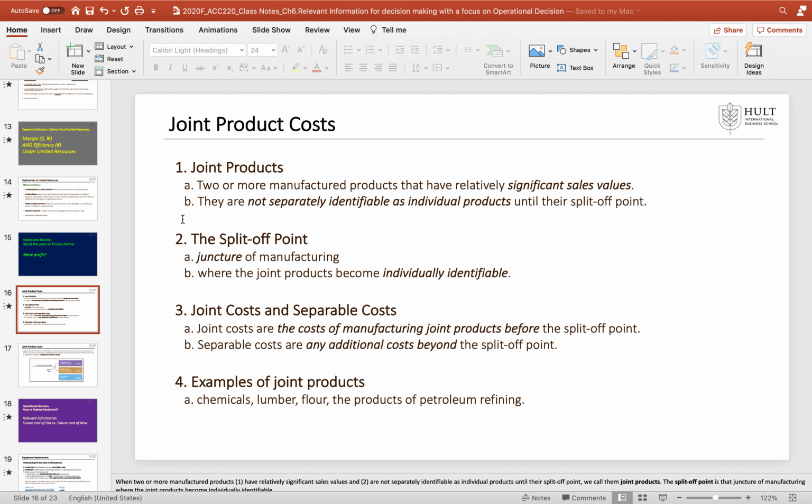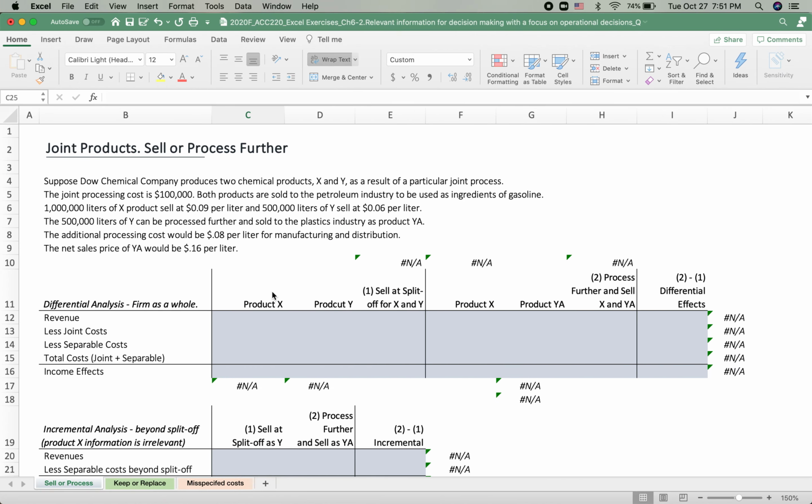After this split off point, if we want to process further, then we need to think about the separable cost as any additional cost beyond the split off point. And then all the joint cost is the cost of manufacturing before the split off point. So let's take this example.